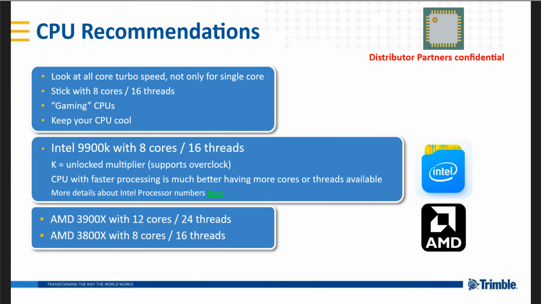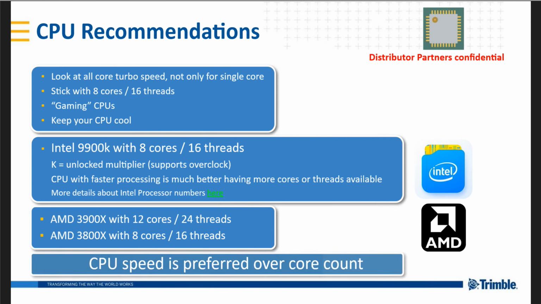On the other hand, we have AMD on the market. Some of the customers are using AMD as well. So if you have customers using AMD, our recommendation would be using either the 3900X version with 12 cores and 24 threads, or the other version, the 3800X with 8 cores and 16 threads. And again, the key message here is that CPU speed is preferred over core count. So it's not so important to have millions of cores available. It's more about having a good balance between cores and threads.